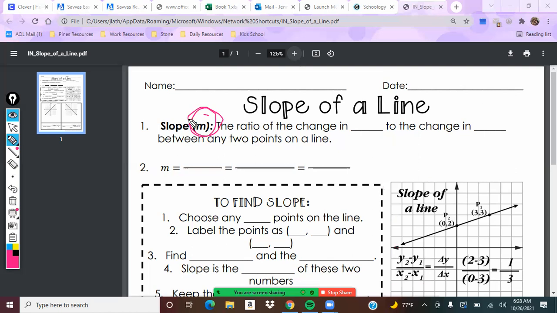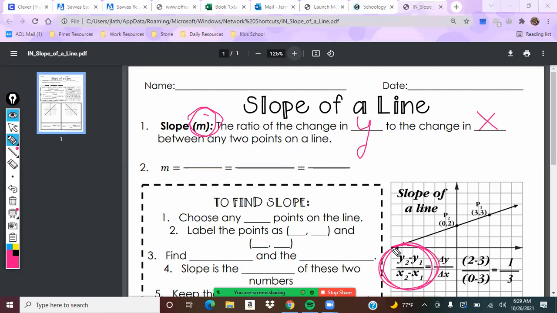And like I said, it's the change in Y to the change in X between any 2 points on the line. If you graph your line correctly, no matter what 2 points on the line you plug into this formula, the slope should always be the same. The slope of a line should not change regardless of the values that you plug into this formula, as long as you're using the points on the line, okay?